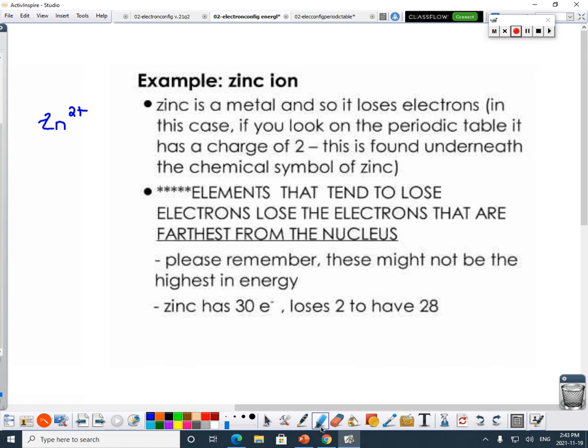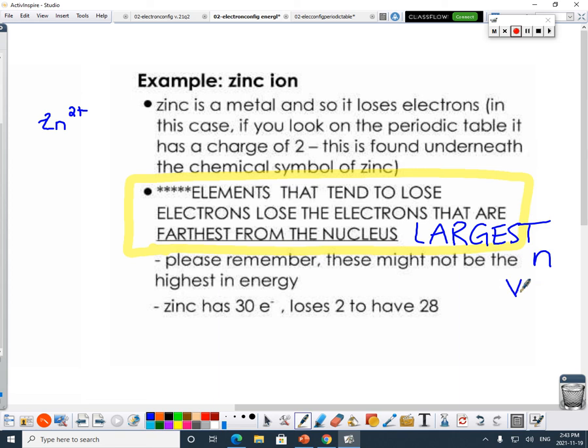Okay, so get out your highlighter. Elements are going to lose electrons that are farthest from the nucleus. How do we know which ones are farthest from the nucleus? Close. The one on top is going to be the highest in energy. How do we know it's farthest from the nucleus? Largest N value.